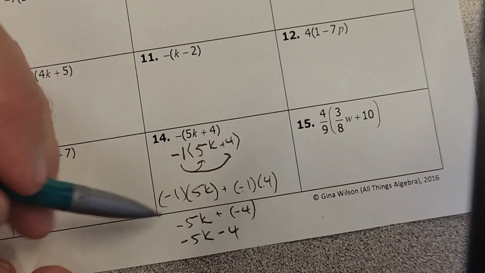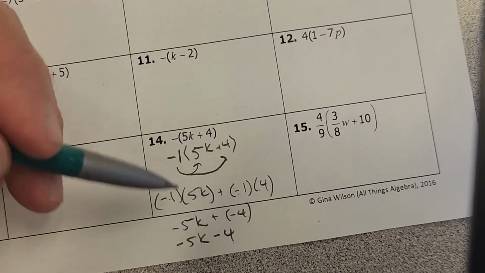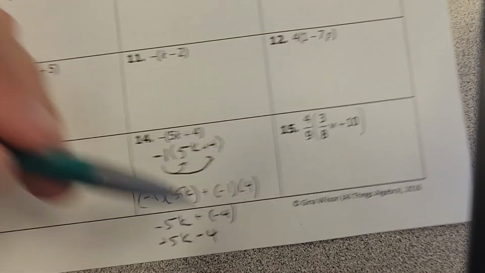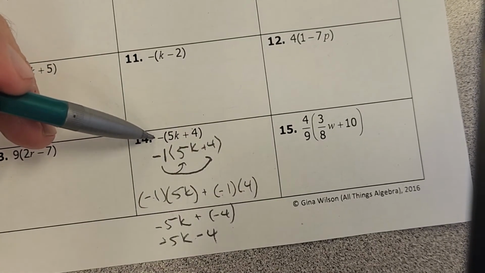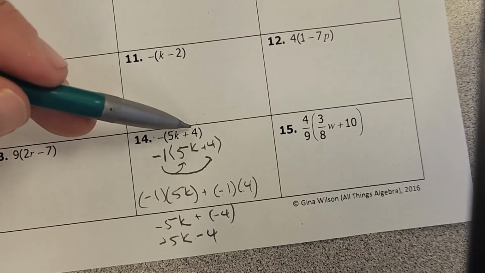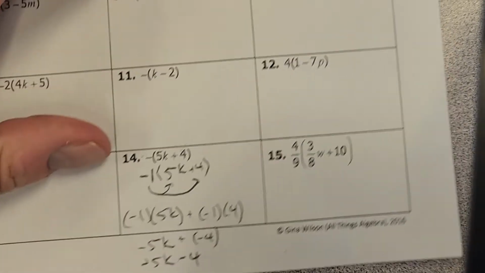Now, I do want to call your attention to what happened here. We had positive 5k, it ended up being negative 5k. We had positive 4, ended up being negative 4. With that negative sign out in front, really everything that's happening is the signs inside the parentheses are just changing.